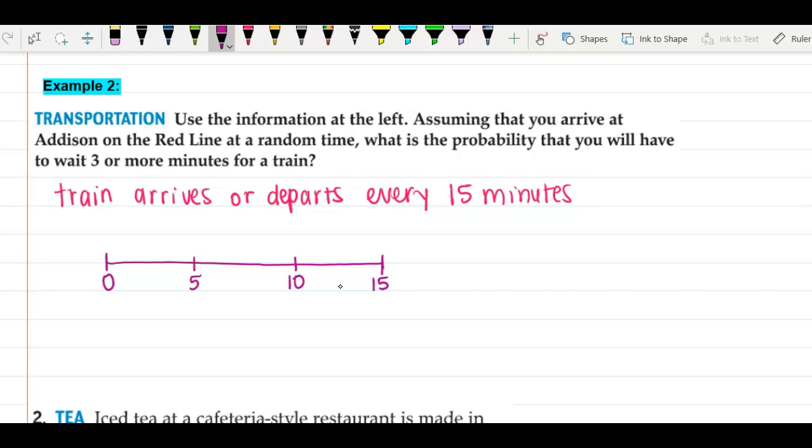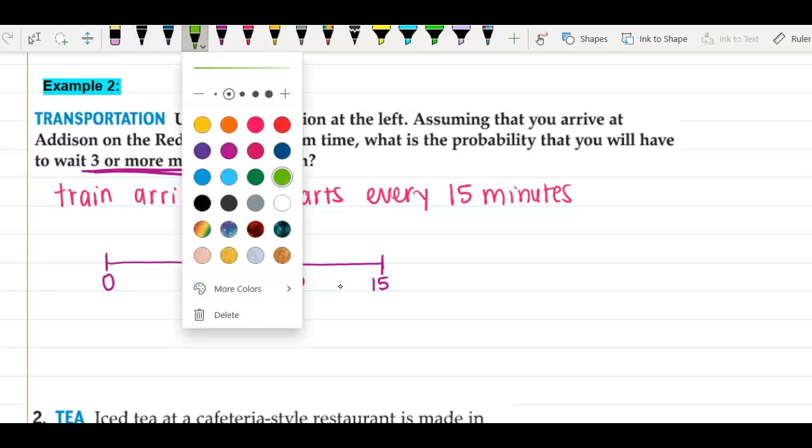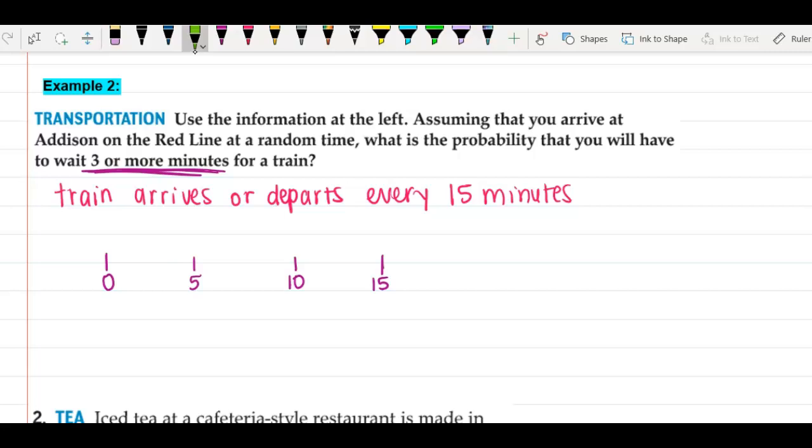Okay, we want the probability that we are going to have to wait 3 or more minutes for this train. So let's just say we walk up at a random time. We're not sure when the last train showed up, but we want to see, are we going to have to wait longer than 3 minutes, or will it show up pretty quickly? So if we did this, 3 minutes on our timeline would probably be like about here. Oh, geez. It'd be like about here. Okay, so if we started at 3 minutes and we wanted 3 or more, we're really looking at our timeline from 3 to 15, right?